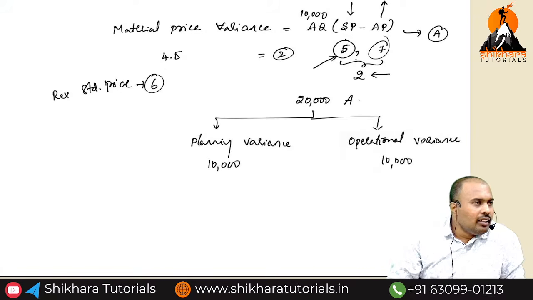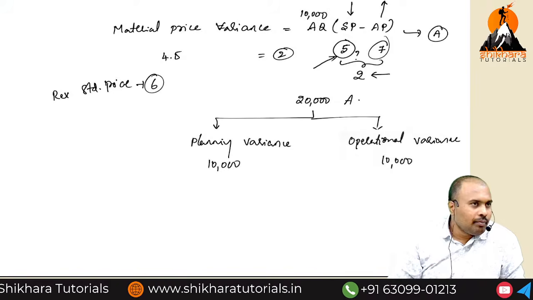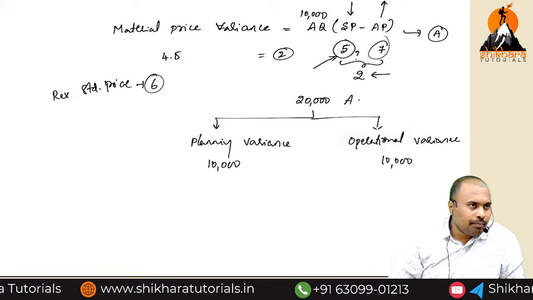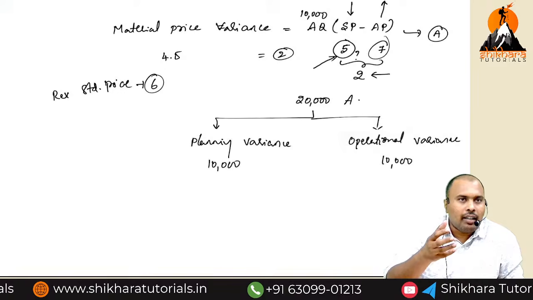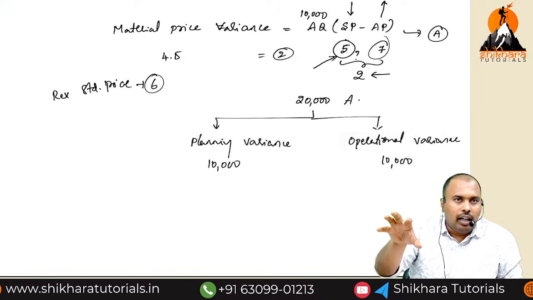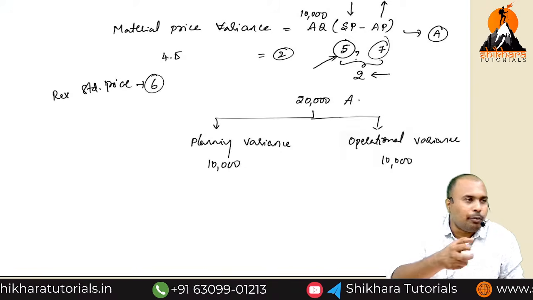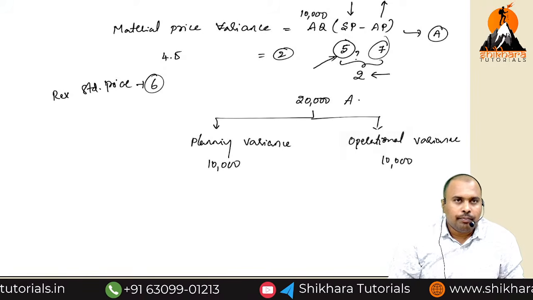Why? Because we cannot buy at lower than 6 rupees in the market. Understood, right? We cannot influence the market to get it at 5 rupees. So I can get the raw material from the market at the lowest possible price available, but I cannot influence the market to sell at a lower price. It means that is uncontrollable.